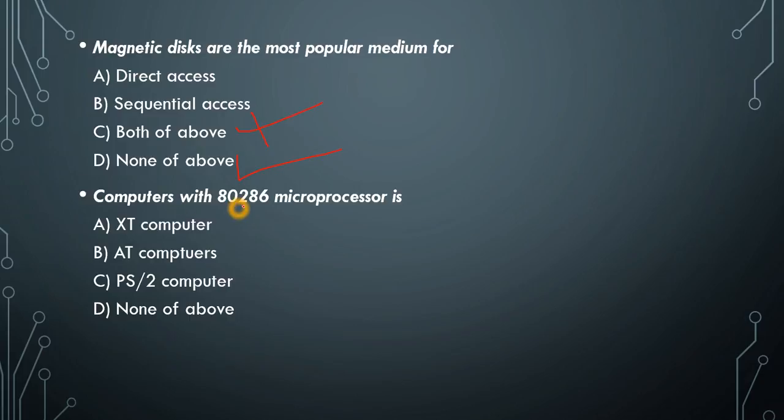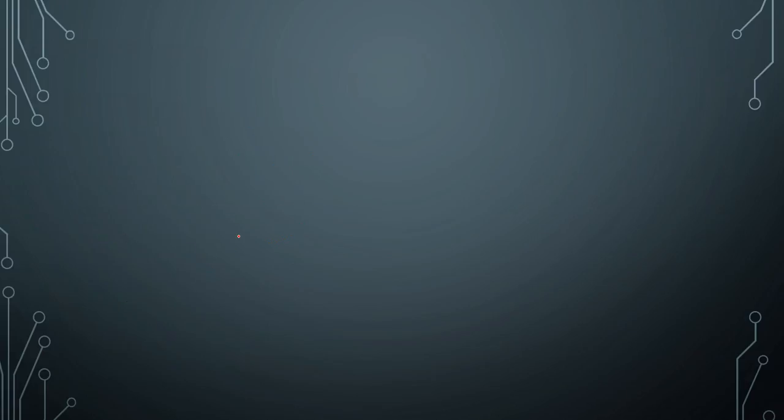Computers with 80286 microprocessor are 80 computers. Okay, you need to remember this. 80. You can do one thing, like because 8028 is a different form, 8086 is different, 8085 is different, so it's 80 computers.